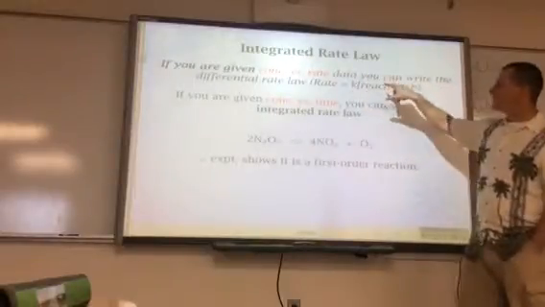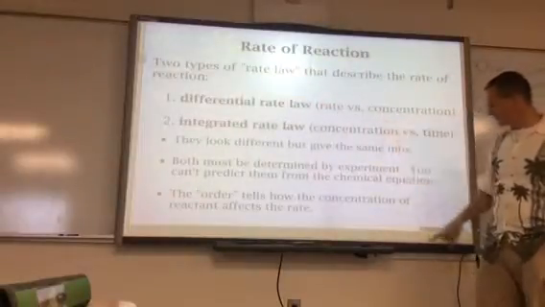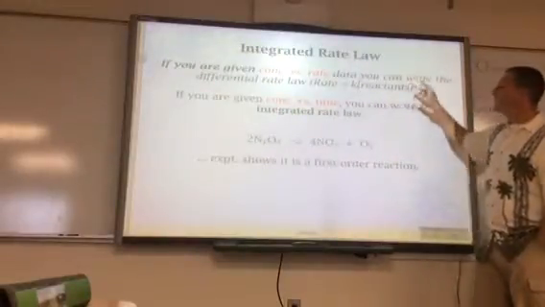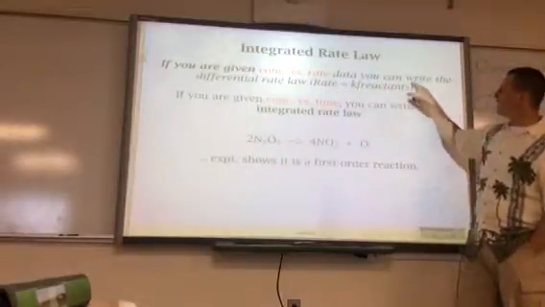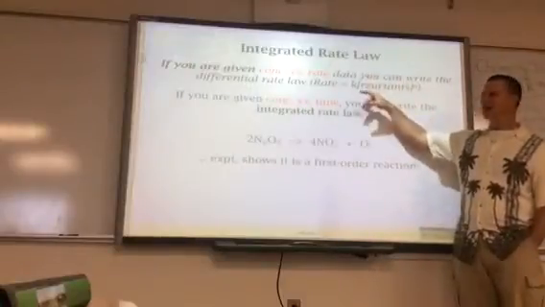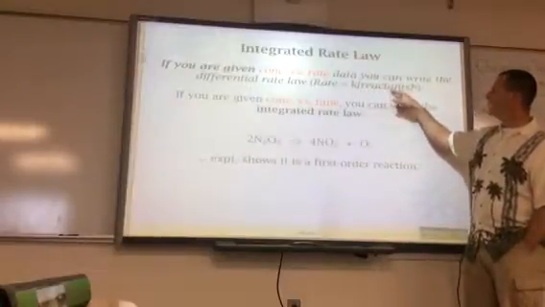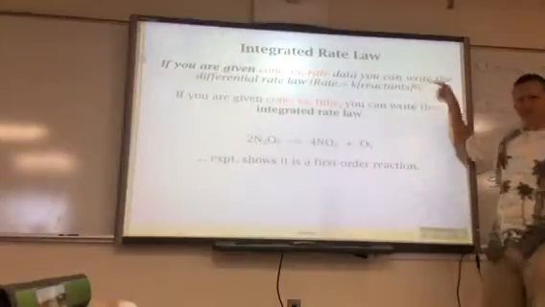If you're given concentration versus rate, I had mentioned this in the previous slide, the differential rate law is concentration versus rate, then you can figure out the differential rate law. This is what a differential rate law looks like. Rate equals k, some constant k, I'll talk about that in a moment, times the reactant concentration to the n power. And the n power up there represents the order.